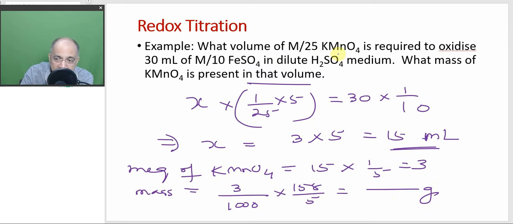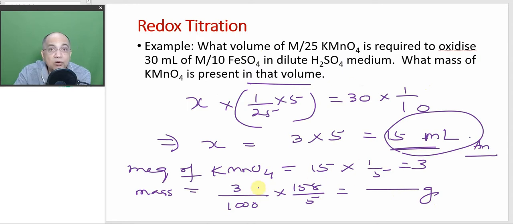So what volume of M by 25 KMnO4 is required? First we got this 15 ml. This is one answer. And then it is asking what mass of KMnO4 is present in that volume. So you have to convert it to amount. The volume multiplied by normality will give you the amount in milliequivalents, because it is milliliter. Then you convert it to its mass by using equivalent mass and removing milli. Got it? It's very simple.